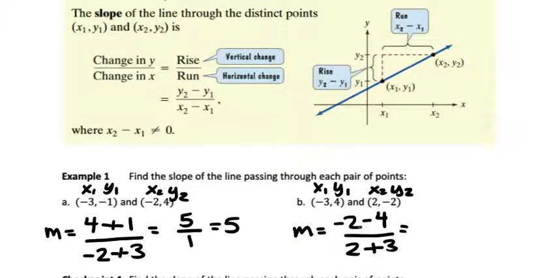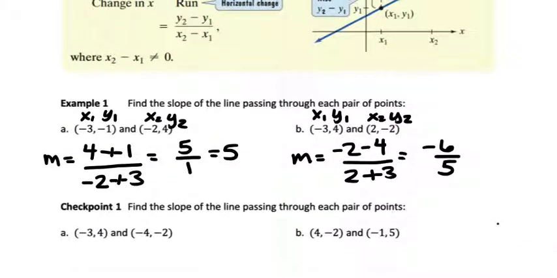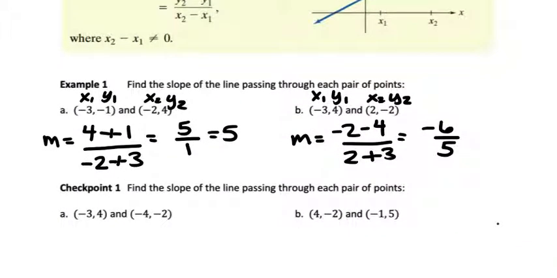And then I can go through and simplify each of these. -2 minus 4 is -6, and 2 plus 3 is 5. So in this case, I can't simplify this fraction and it doesn't divide evenly into a whole number, so this is just going to be my answer. So next you should look at checkpoint problem number 1. Do these in your notes, check your answers, and then move on with the video.